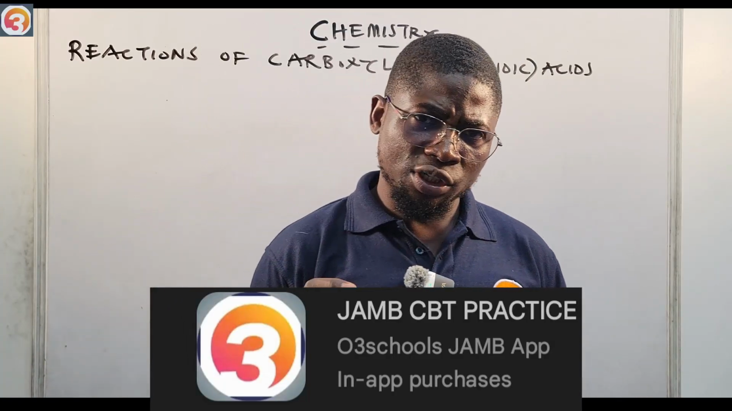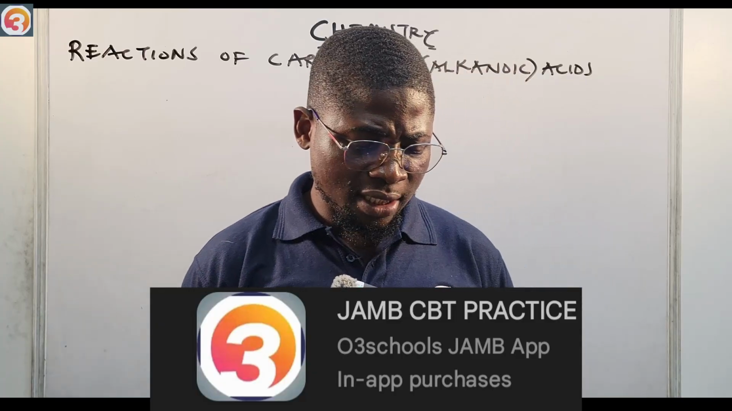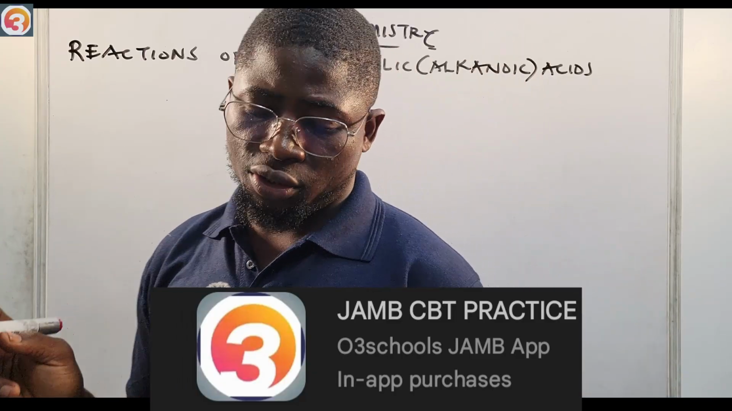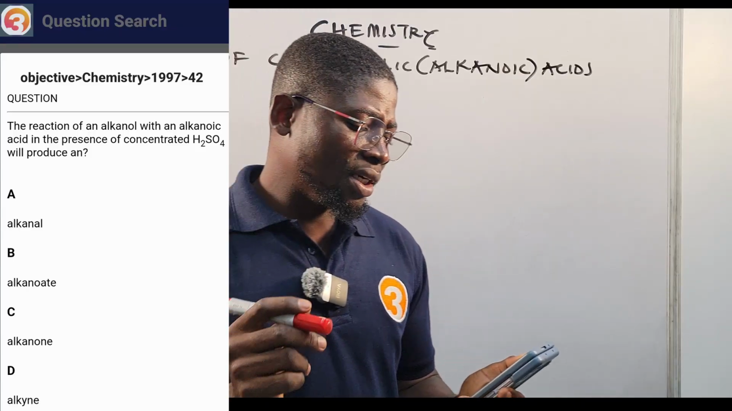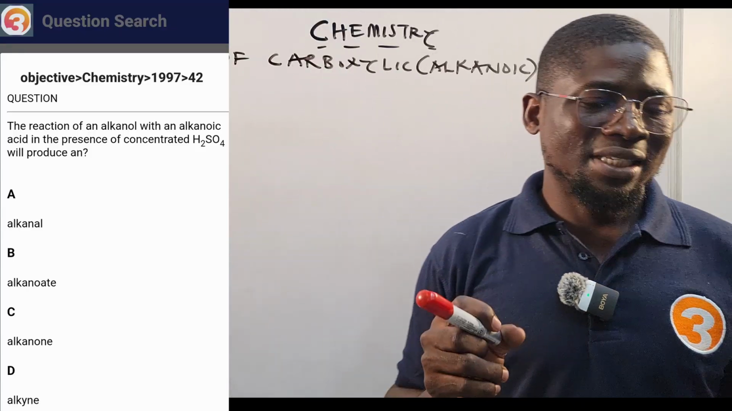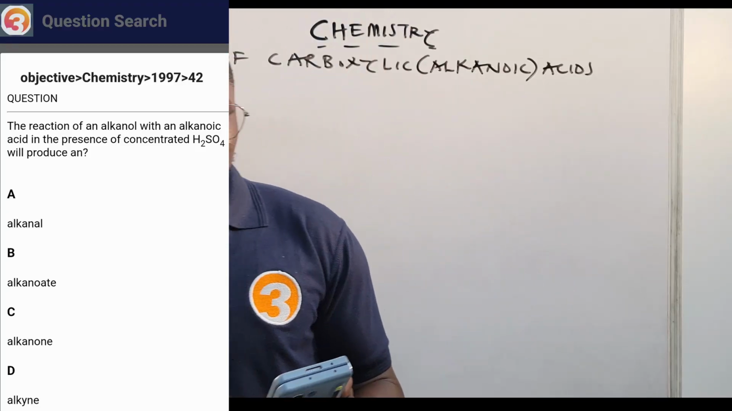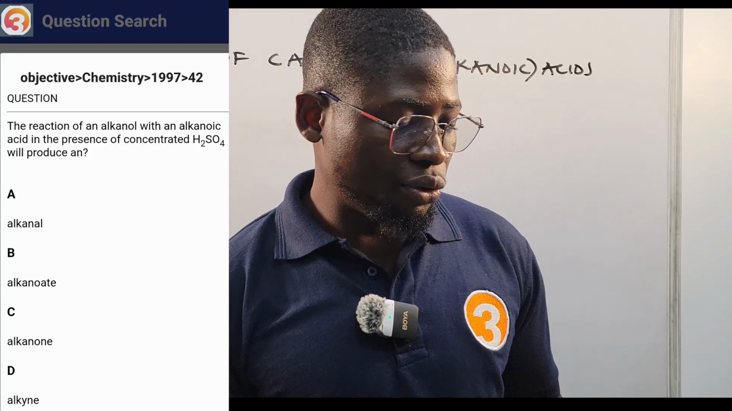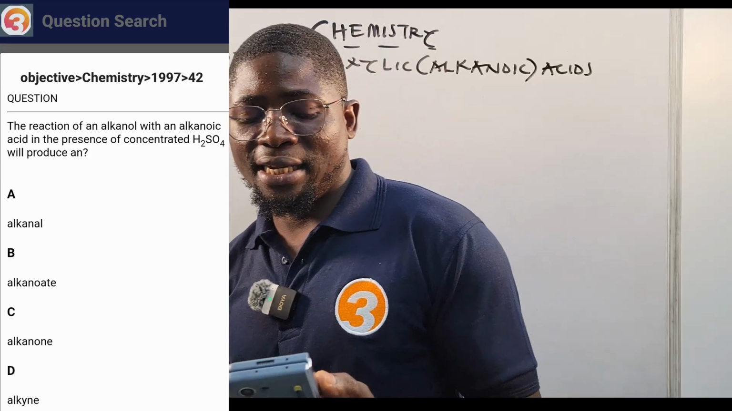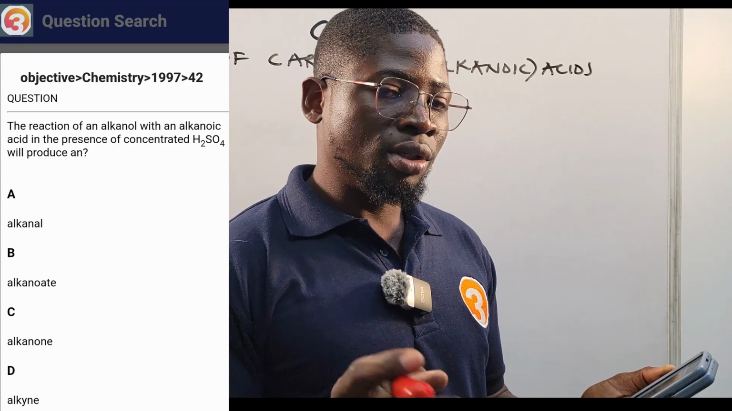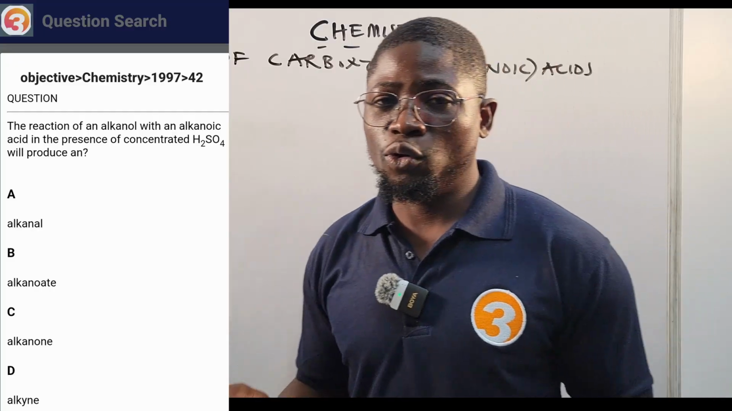Let us see a question from the app. This is a 1997 question number 42. It says, the reaction of an alkanol with an alkanoic acid in the presence of concentrated tetraoxosulfate acid will produce: A, an alkanal; B, an alkanoid; C, an alkanone; D, an alkyne. If you don't know one, you don't know one.